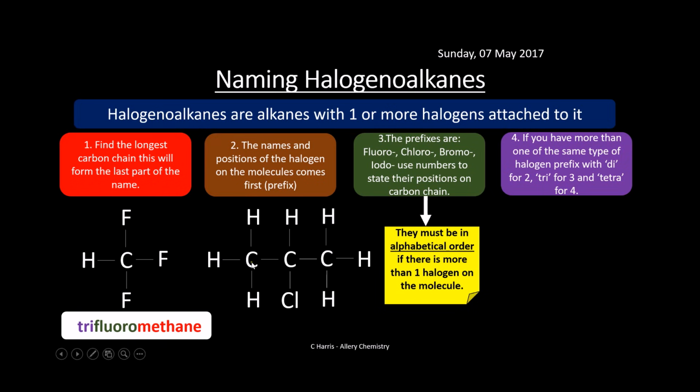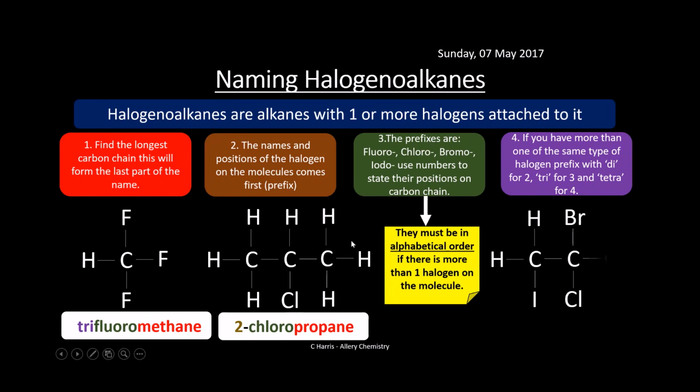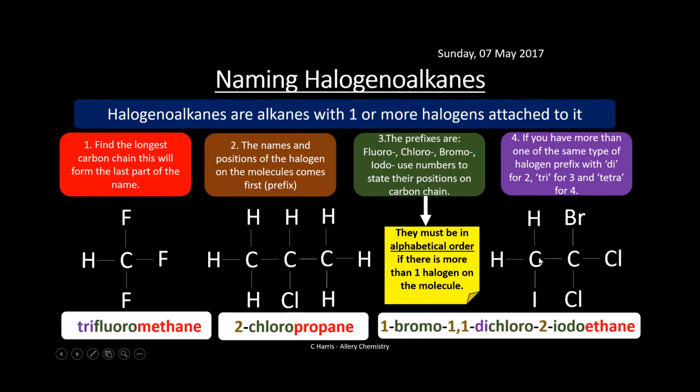This one, as you can see, we've got 2, because we've got to say where the chlorine is. It's on the second carbon. Chloro, propane, 3 carbons long. And this one is a bit more complicated. Went a bit adventurous for this one. This one's going to be 1 bromo. Look, it's on the first carbon. 1 bromo, 1 dichloro, 2 chlorines, 2 iodoethane.